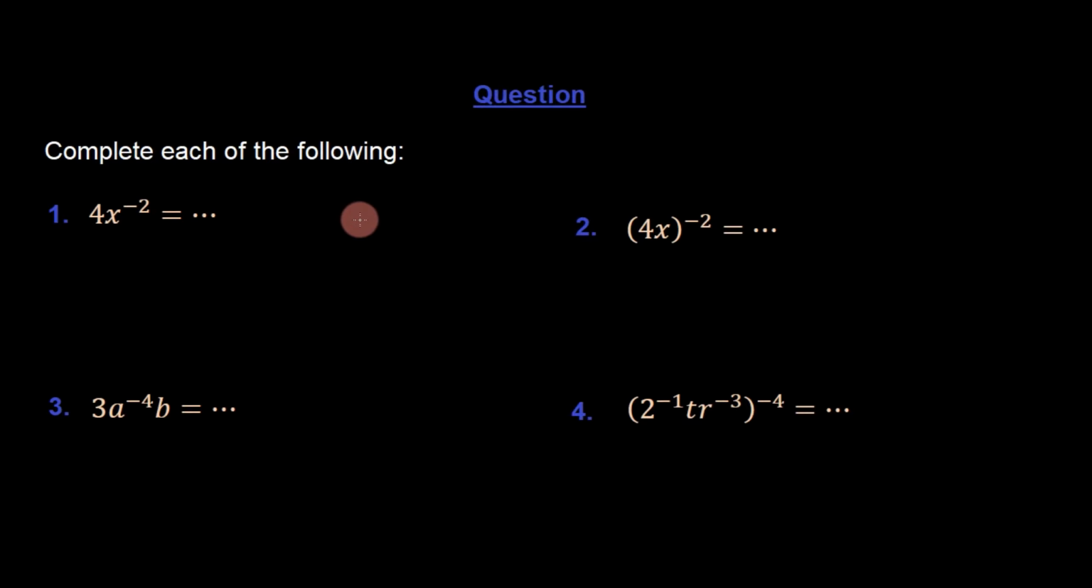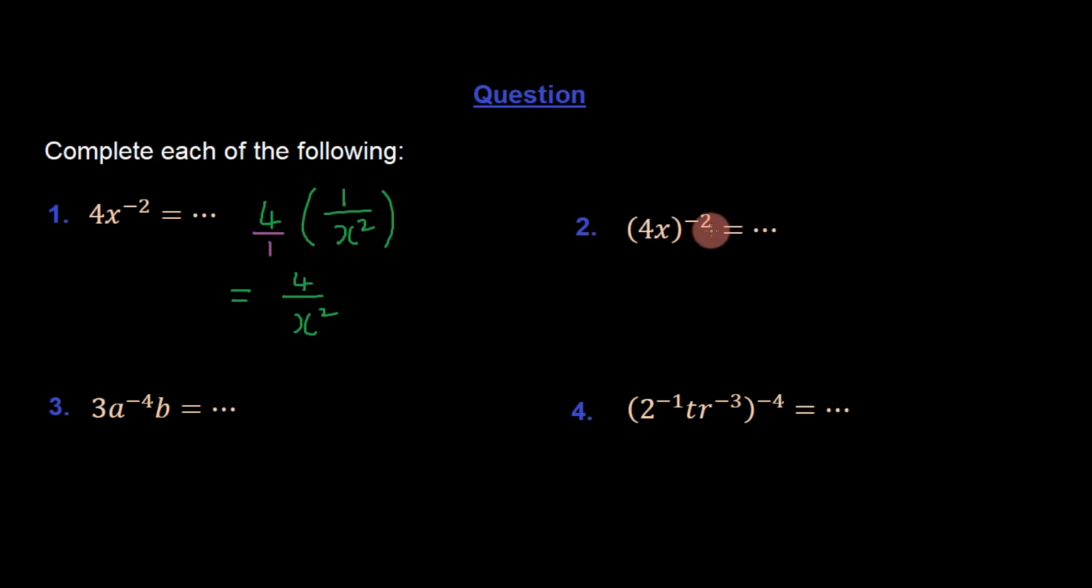Please try these questions before you look at the answers. In the first one, we have 4x to the -2. Now, the power of -2 applies to the x only and not to the 4. So then using law 6, we can write it as 1 over x squared. And remember that the 4 is actually 4 over 1. So then multiplying the numerators, 4 times 1 is 4. And 1 times x squared is x squared.